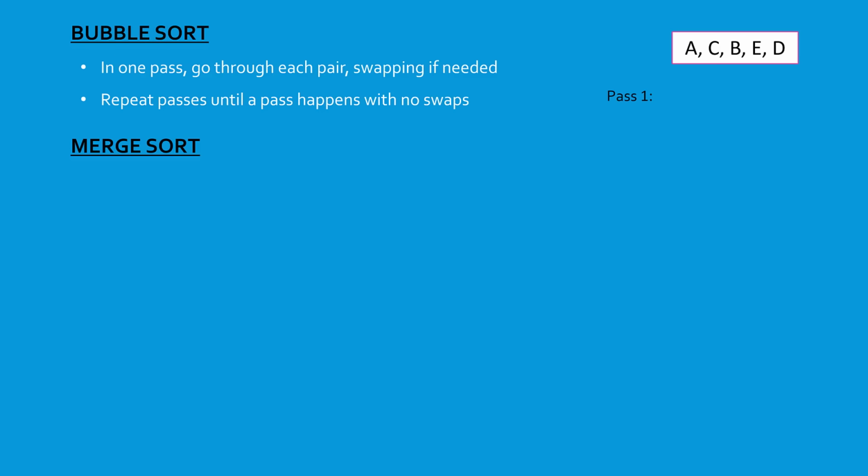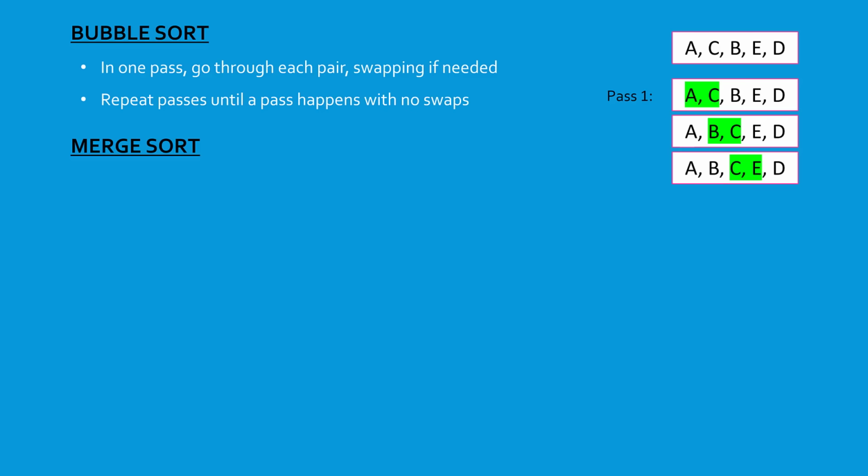So we start in our first pass by looking at A and C, which are fine. You'd then look at B and C, which need to get swapped. You'd then look at C and E, which are fine. You'd then look at E and D, which need to be swapped. Now that is just one pass, and so it would keep going.